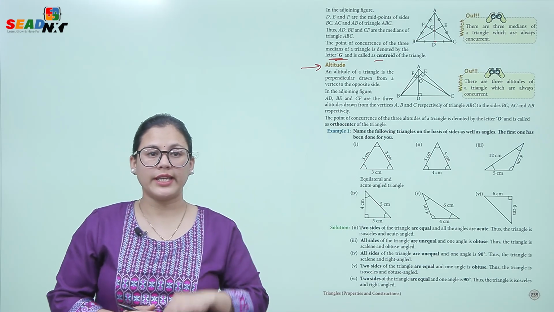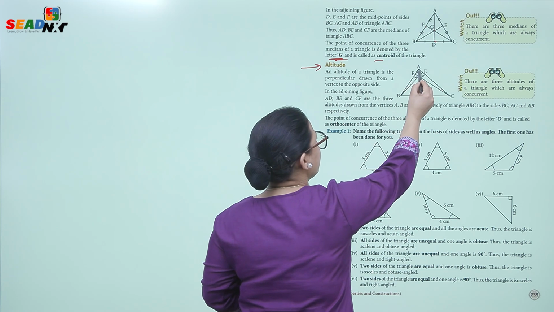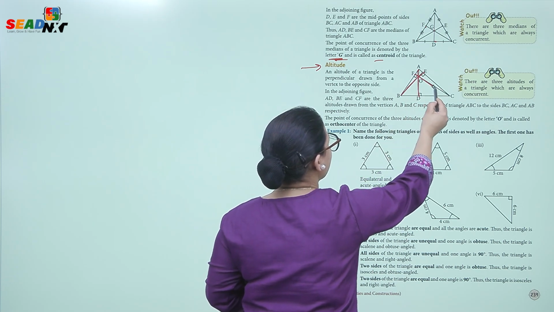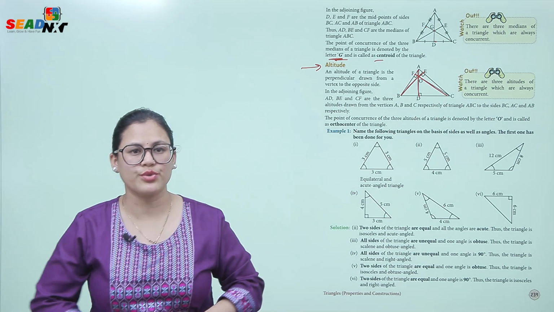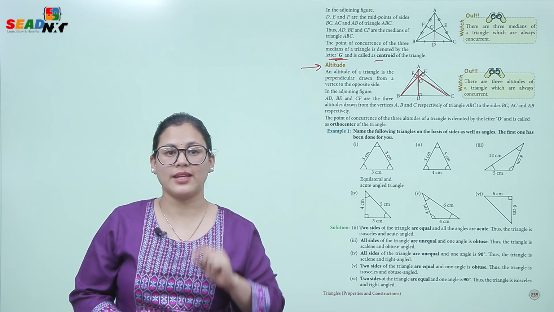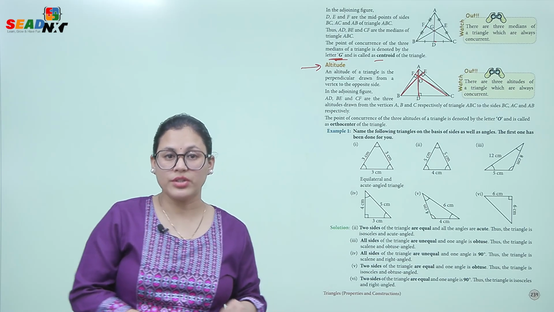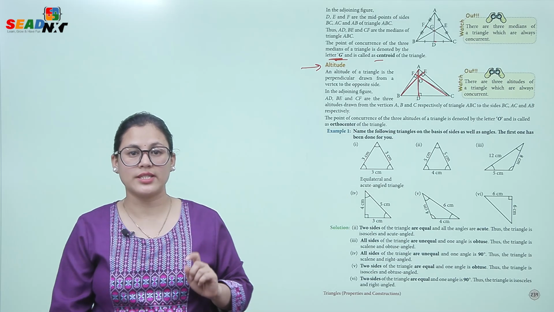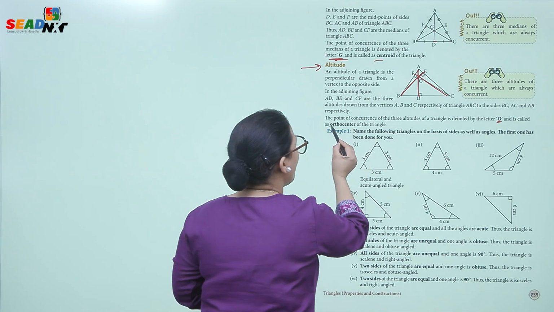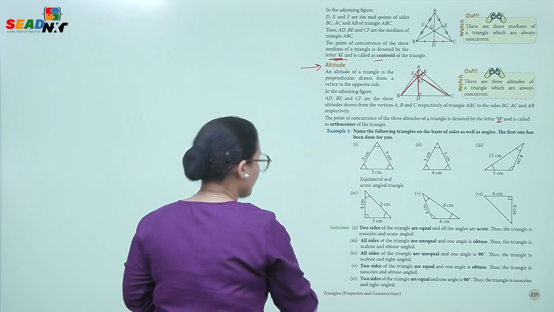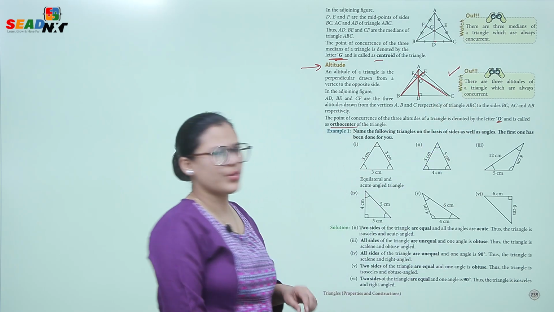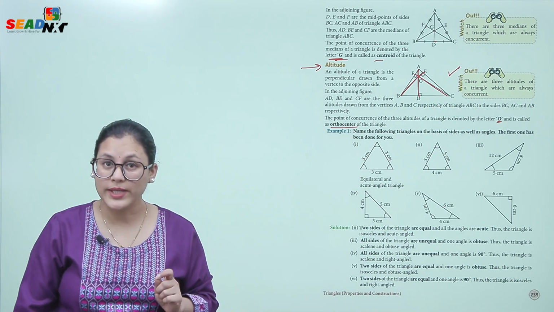So in the given figure, AD, this one, AD, BE and CF. These are the three altitudes drawn from the vertices A, B and C respectively of triangle ABC to the sides BC, AC and AB respectively. The point of concurrence of the three altitudes of a triangle is denoted by the letter O. Okay, letter O, this one, and this is known as the orthocenter of the triangle. Watch out. The three altitudes of a triangle are always concurrent.